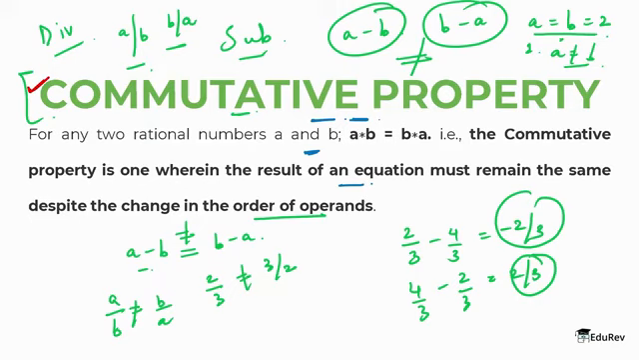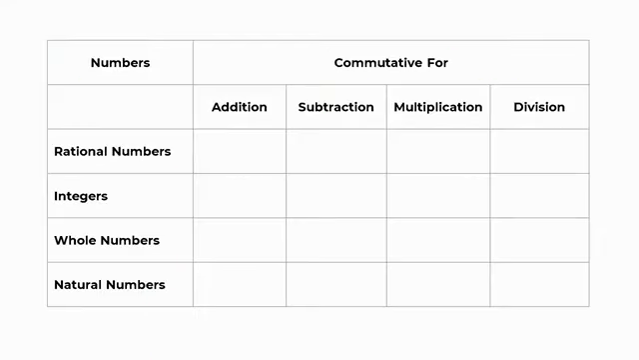Now, let's again fill this table just so we have a fair idea how things are going. Now we know that whenever I talk about rational numbers and whenever we talk about commutative property, addition is closed under it, subtraction is not closed, multiplication is closed, whereas division is not closed. This is something which we have understood.